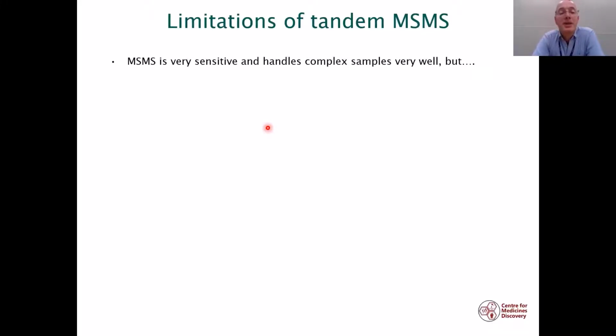So tandem MSMS is an extremely useful technique. It's very, very sensitive and it handles complex samples extremely well. However, you should remember that there are problems with tandem MSMS. One of them is the MSMS protein sequence coverage is always going to be incomplete. Not everybody you talk to will tell you that, but believe me, it's true. You cannot guarantee 100% coverage of your protein.